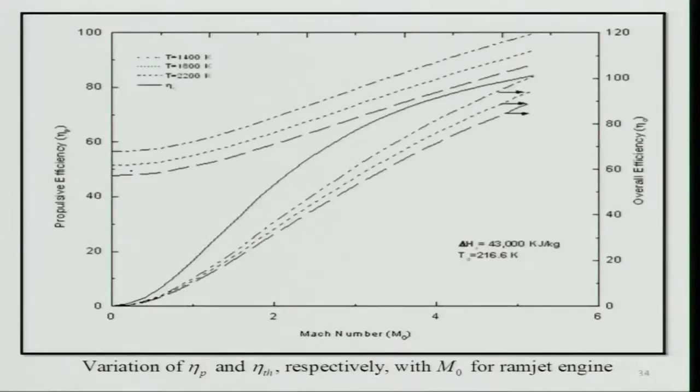If you look at the propulsive efficiency, it basically increases with the flight Mach number for the same temperature. However, the thermal efficiency doesn't depend on the increase in temperature, but it does depend on the Mach number because it goes on increasing with the flight Mach number. And the overall efficiency, the multiplication of the two, you can see increases with the flight Mach number, right? This is what we have learnt in this, and we can also carry out several parametric variations to try to understand what is happening in this situation.